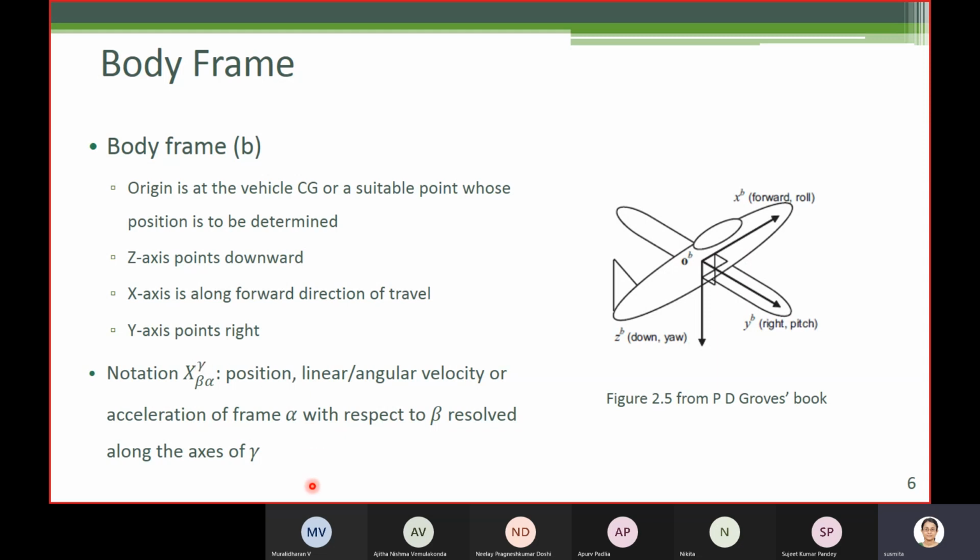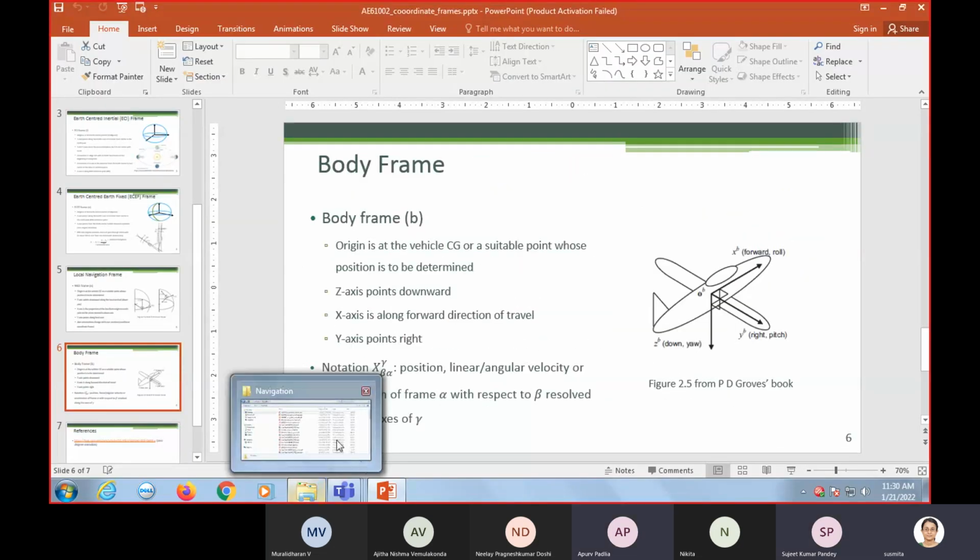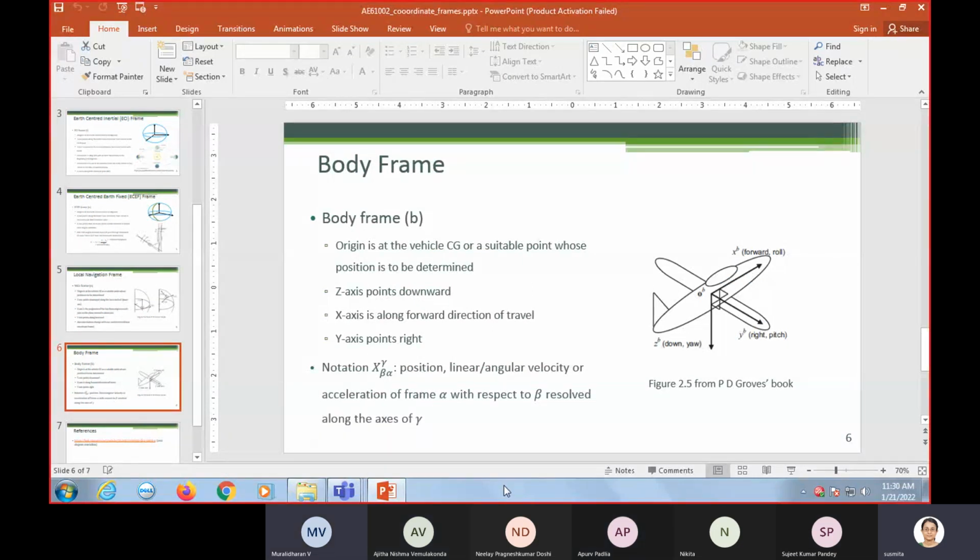Okay. So any question? Have you understood how the frames are defined? Yes, ma'am. Yes, ma'am. Yes, ma'am. Yes, ma'am. Okay.